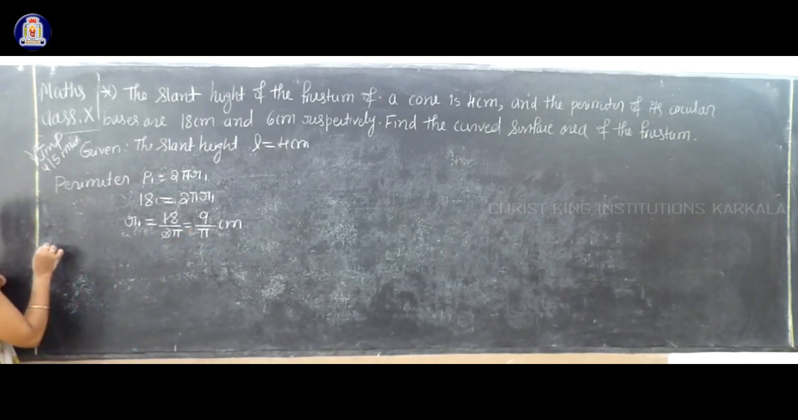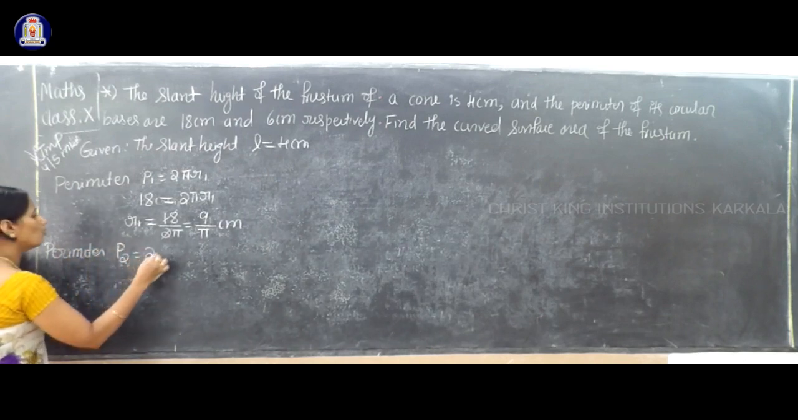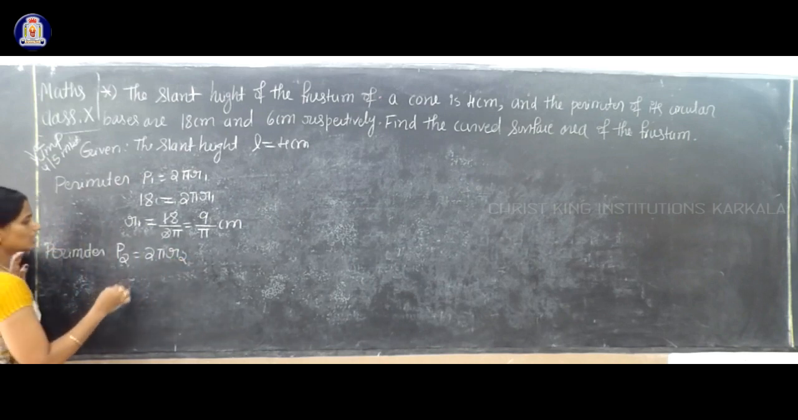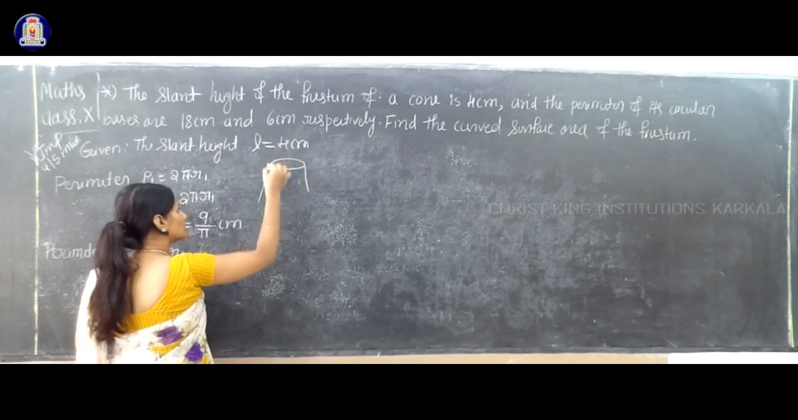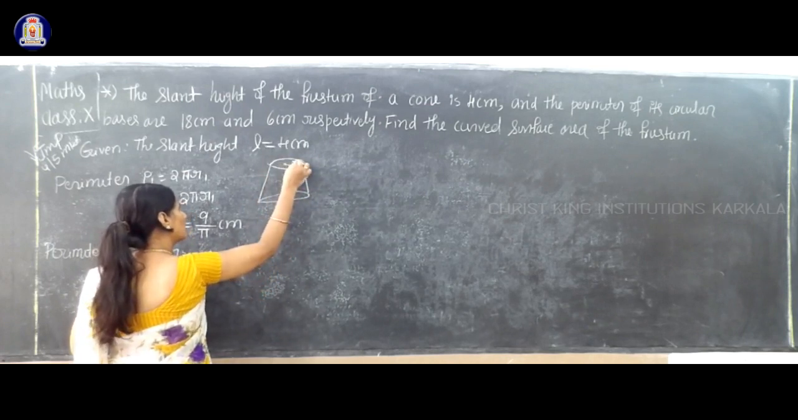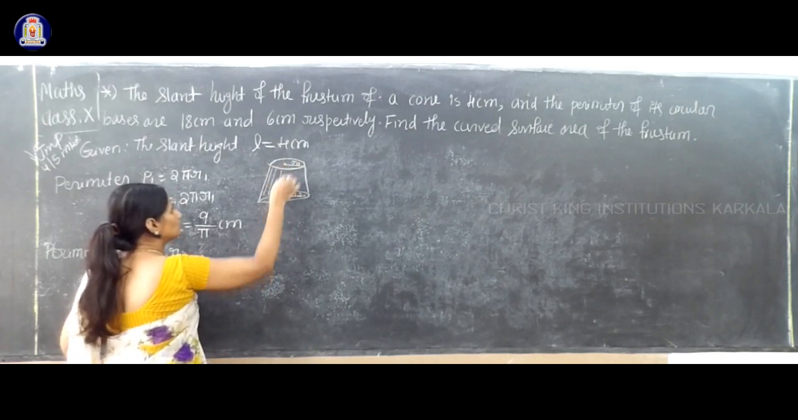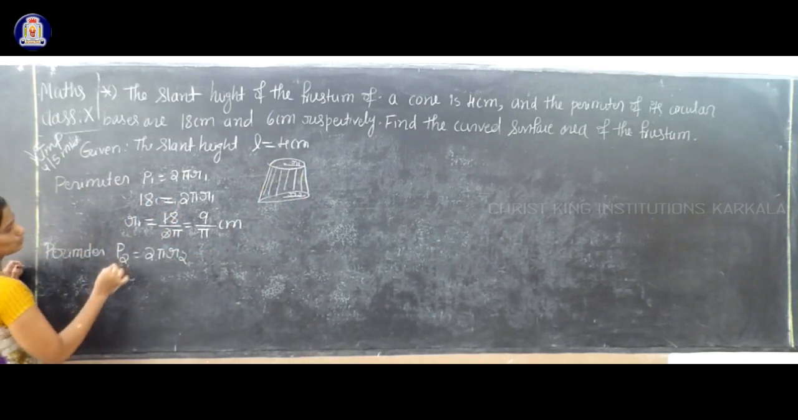The next perimeter P2 is the perimeter of the second circle. P2 is equal to what? 2 pi R2. The radius changes. So if you want to draw the figure, this is R1 and this is R2. The figure is not necessary, since CSA means to find this, a direct question.